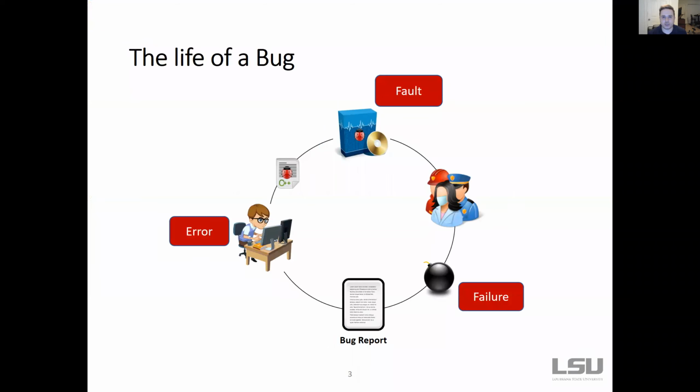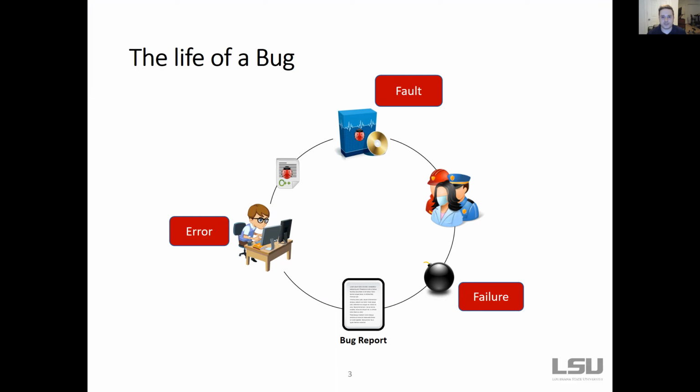To understand our contribution, let's take a step back and try to understand the life cycle of a software bug. A software bug goes through three stages in its life. The first stage is an error, which is a human misunderstanding some specification. Once that error makes its way to the source code, it becomes a fault. Once a fault gets exploited, it becomes a failure. A failure is basically a departure from the expected behavior of the system.